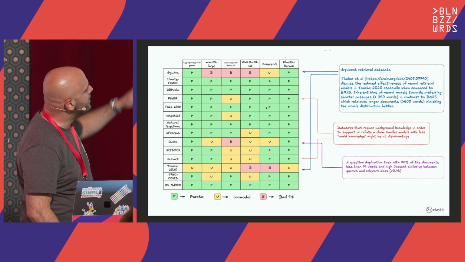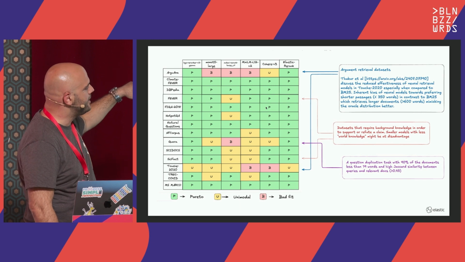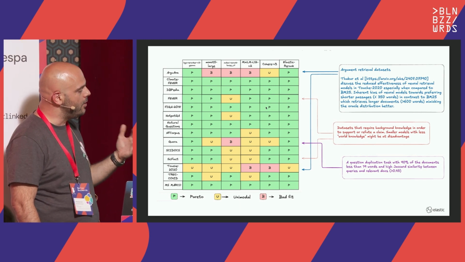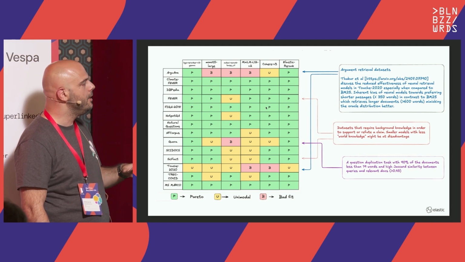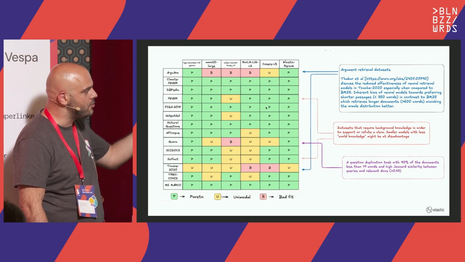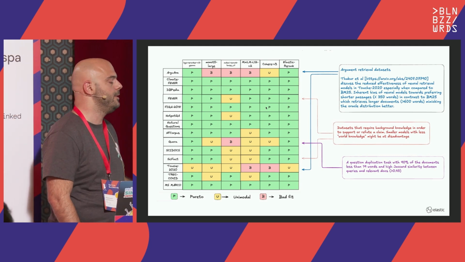There's also 2 other datasets, Fever and SciFact. These are datasets that require background knowledge to support or refute a claim. So smaller models might be at a disadvantage because they don't have that much world knowledge.